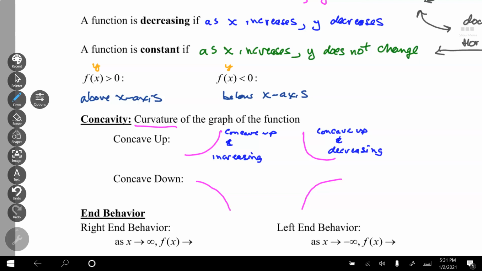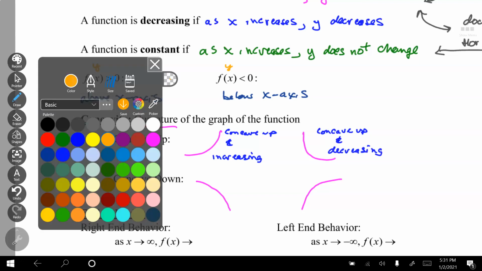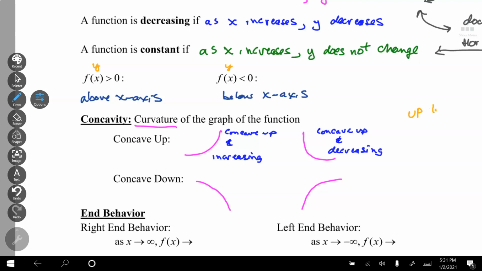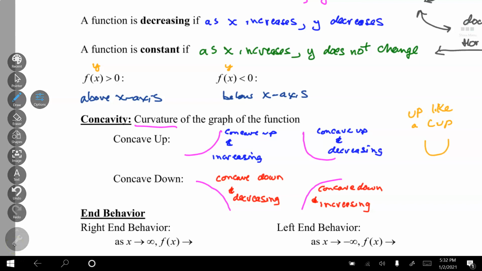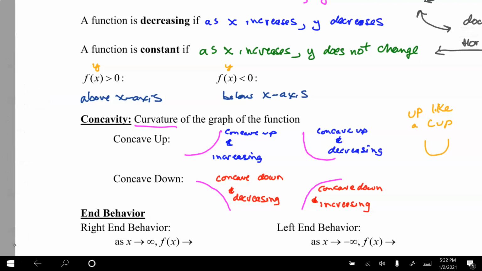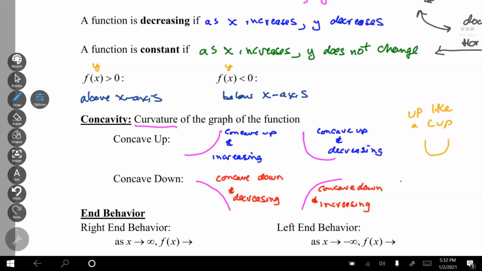And if you think about it, you probably have heard these words before. Up, like a cup. So it means it holds water. If you curve your fingers like the top two, you would actually hold something. Okay, the two graphs that are concave down, the first one on the left is concave down and decreasing because it is going downhill. And the second one is concave down, it's curving down, but it's increasing because it's going up from left to right. And you probably heard not just up like a cup, you probably also heard down like a frown.